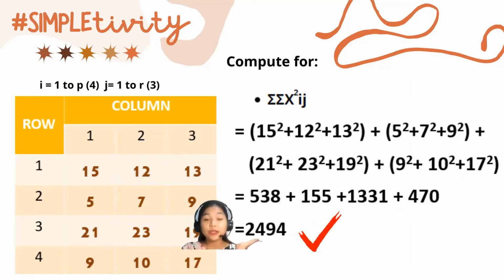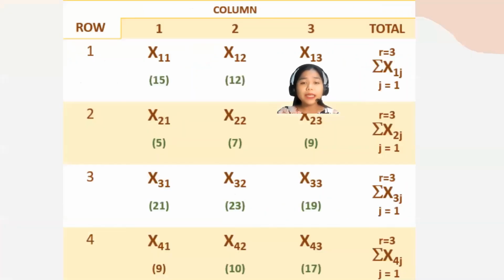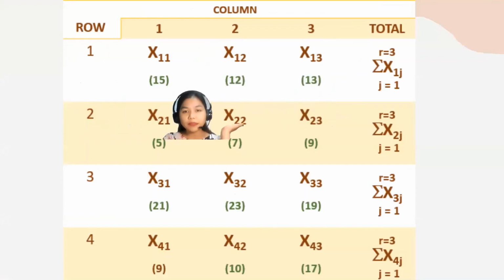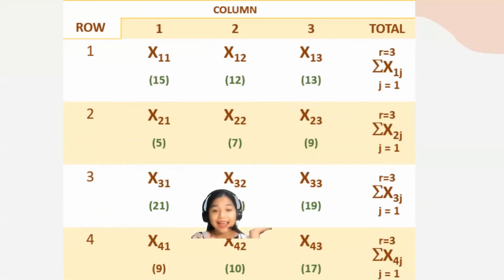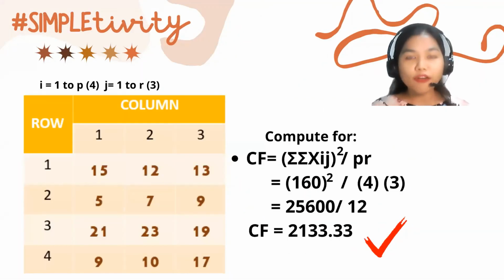The answer is 2,494. So, mas maigi po na alam po natin magsulat ng double summation using the arbitrary variables or the letter assignments plus the exact value. We're done computing for the double summation of the row and column, summation xij, and the summation of xij squared.